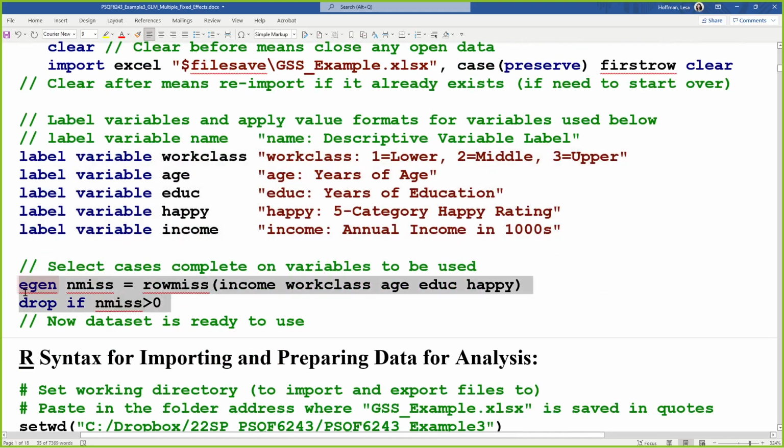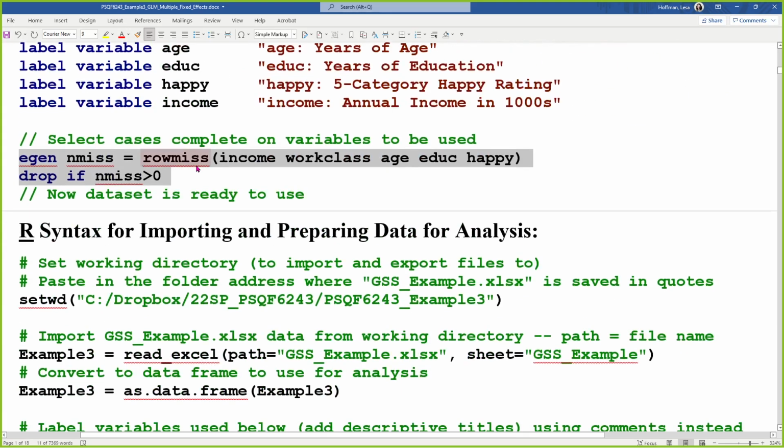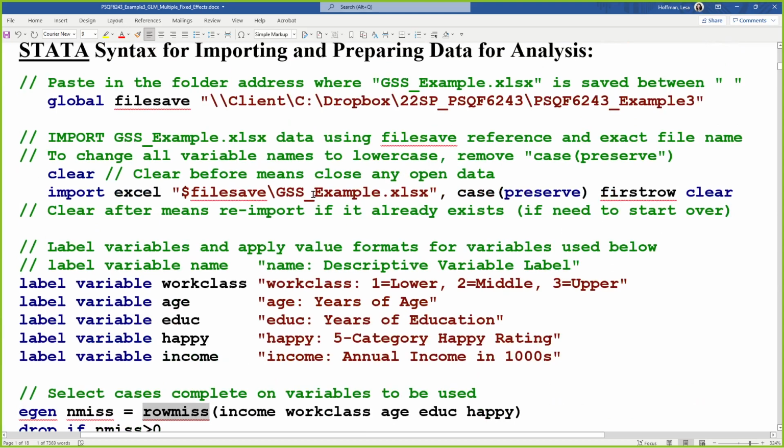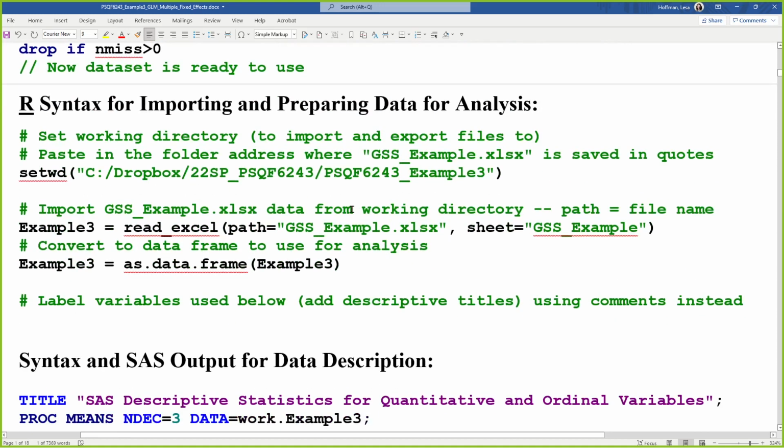And then row miss is the analog to selecting cases that are complete. Egen, by the way, is another way of making new variables that requires more complex functions. So gen works for most things. Egen works for special things, such as the use of this row miss function right here. So any questions from Stata folks on data import? Okay. All right, folks.